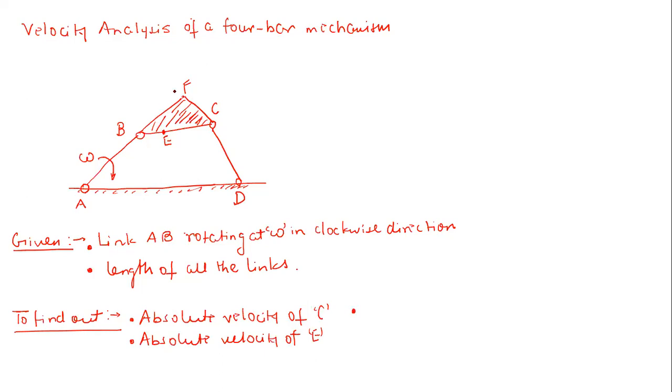And finally, we have to find out the absolute velocity of this point F. A very important thing to note here is that this BCF is a single link, and this F is basically an offset point with respect to the link BC. So these are the three things which we have to find out, and this is the information which is given to us. So now let us start.